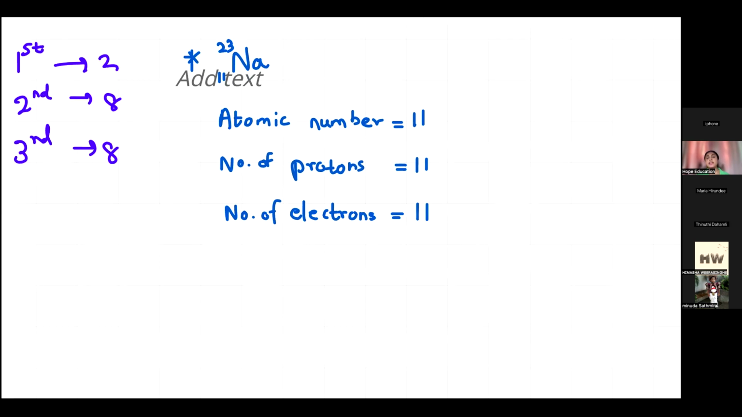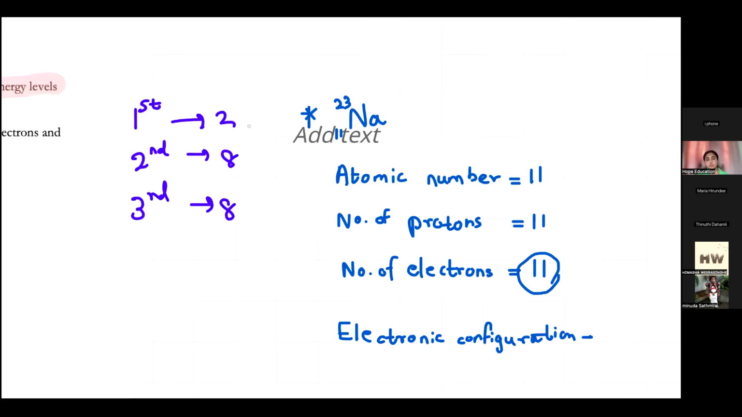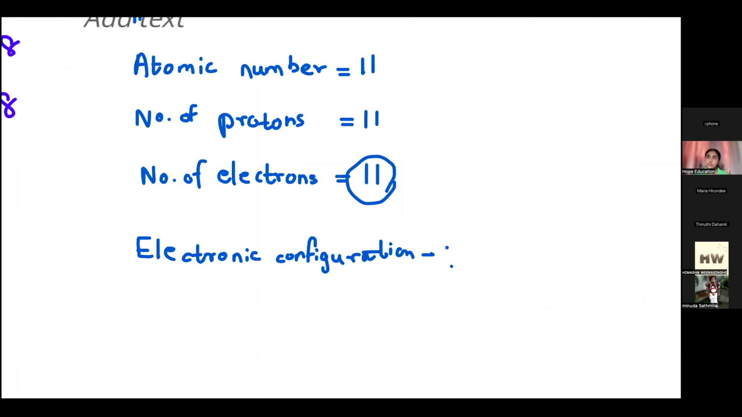Then we look at how my electrons are arranged. That is electronic configuration. So let's write the electronic configuration. Look at this very carefully. As we said, the first energy level can hold a maximum of 2 electrons. So I write 2. There are altogether 11 electrons now. From the 11 electrons, 2 will fill the first energy level. So 11 minus 2 leaves 9. 9 electrons are remaining.